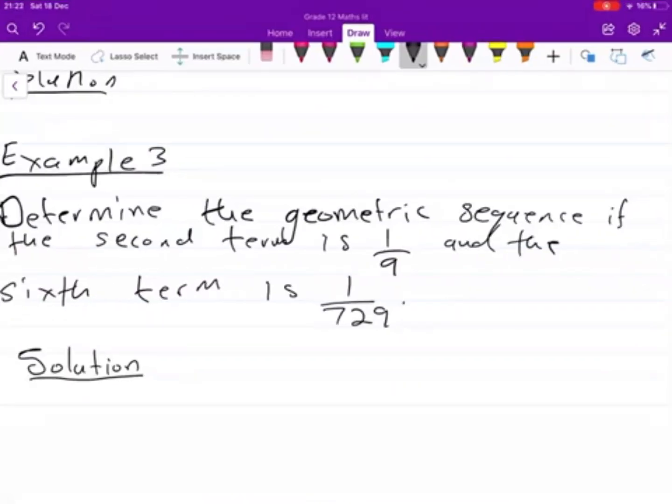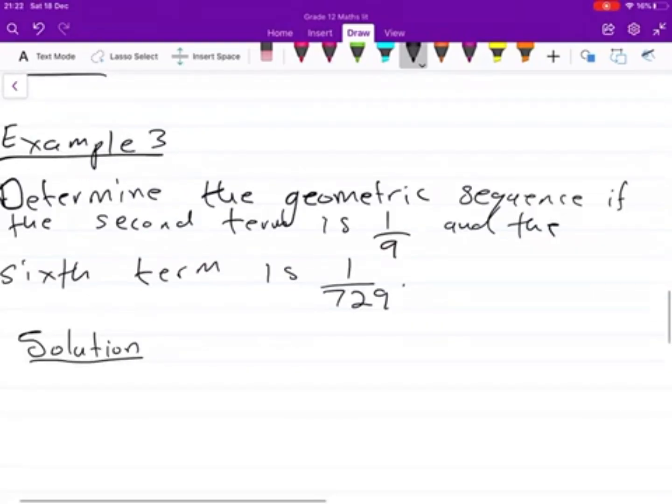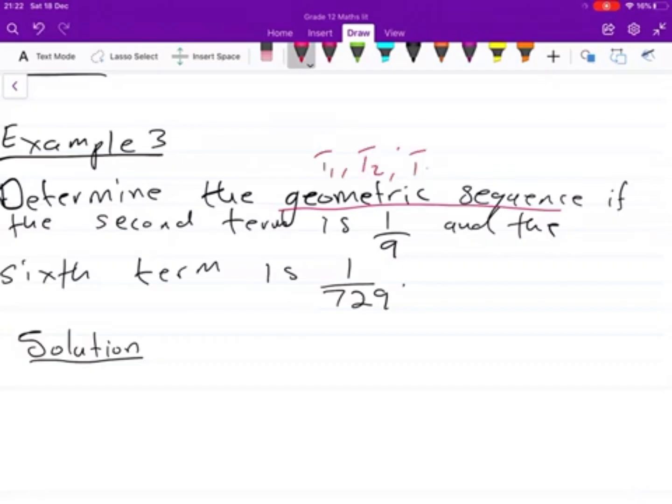We look into the third part of geometric sequences, and this is just example 3, continuing from example 1 and 2. It says determine the geometric sequence. In other words, they didn't give us the geometric sequence. We must find the geometric sequence, and generally if you just find the first 3 terms, that should suffice. So we are looking for T1, T2 and T3.